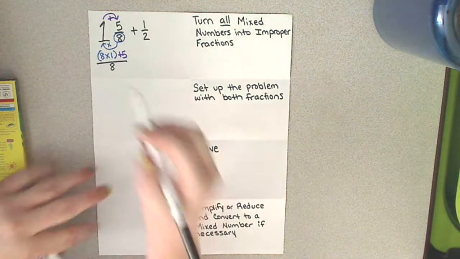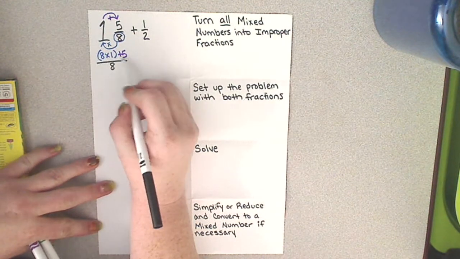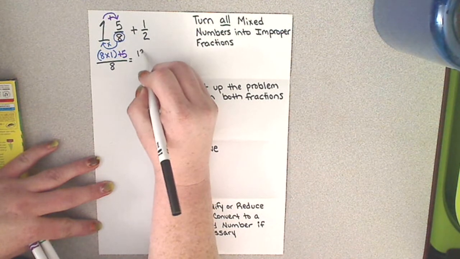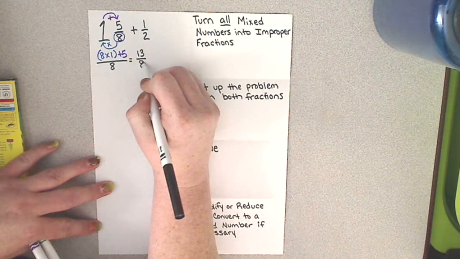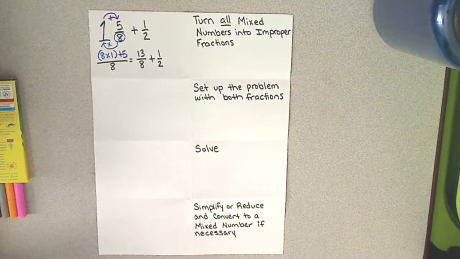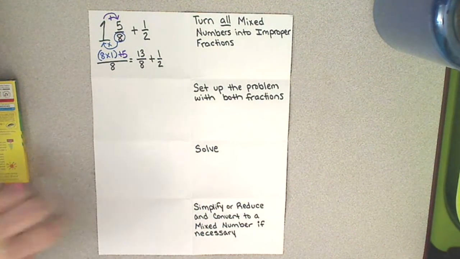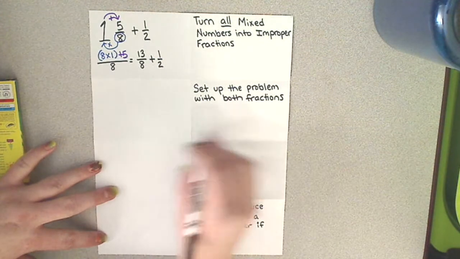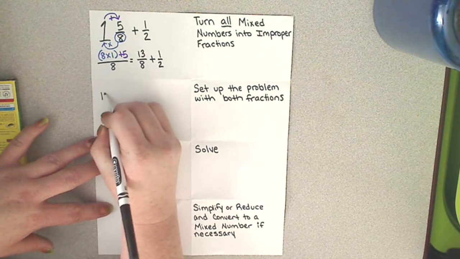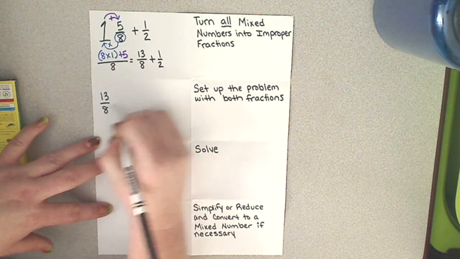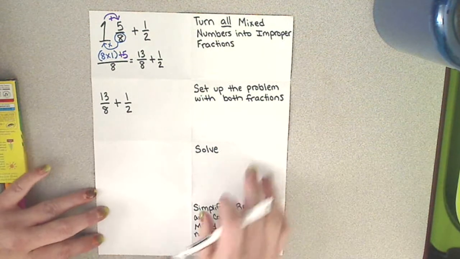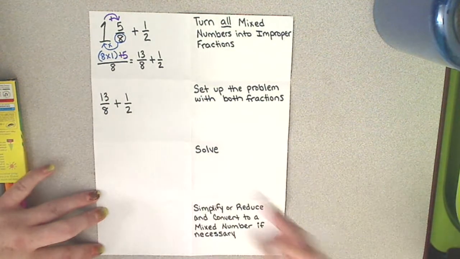So when this is done, you have 8 times 1, which is 8. 8 plus 5 is 13. So you end up with 13 over 8 plus 1/2. So we've now taken care of all the mixed numbers and turned them into improper fractions. Now we have to set up the problem with both fractions. 13/8 plus 1/2. And now we need to solve.